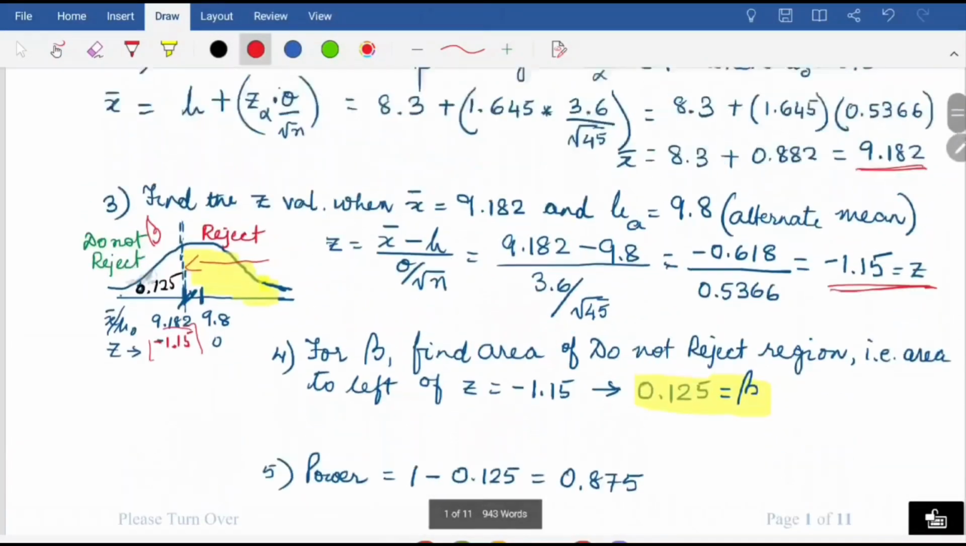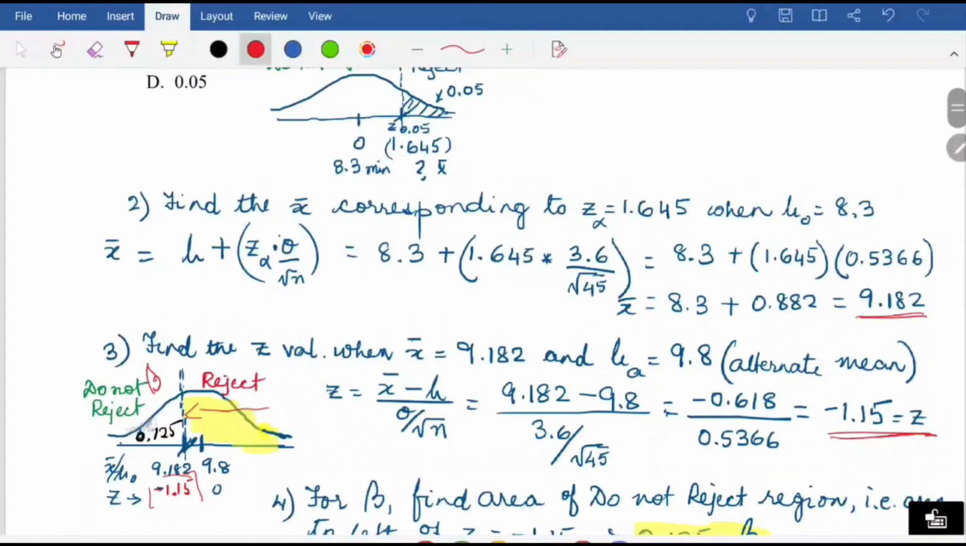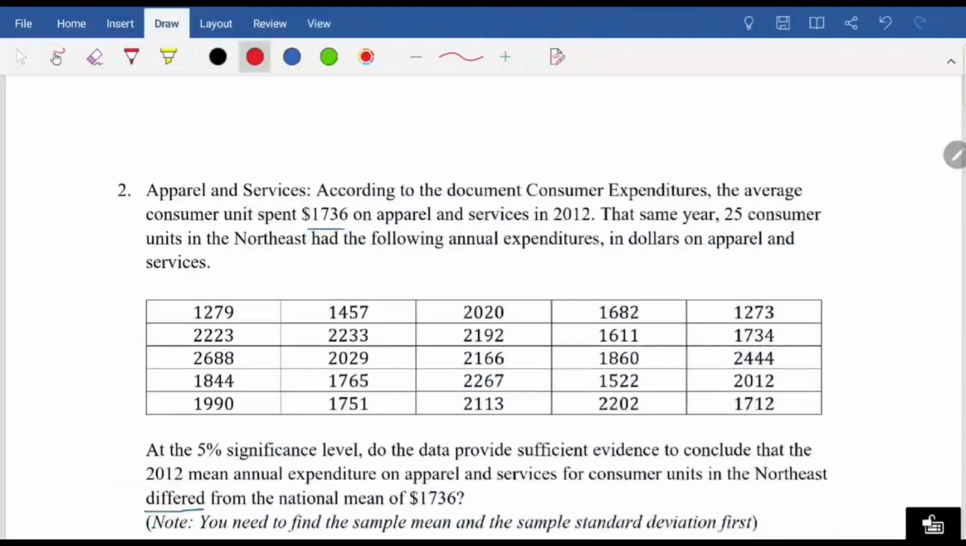All right, so this is the solution for the first question in the project. Now the second question is a hypothesis test question. It's on apparel and services. According to the document consumer expenditures, the average consumer unit spent $1,736 on apparel and services in 2012. That same year, 25 consumer units in the Northeast have the following annual expenditures in dollars on apparel and services. And they've given us the data here.